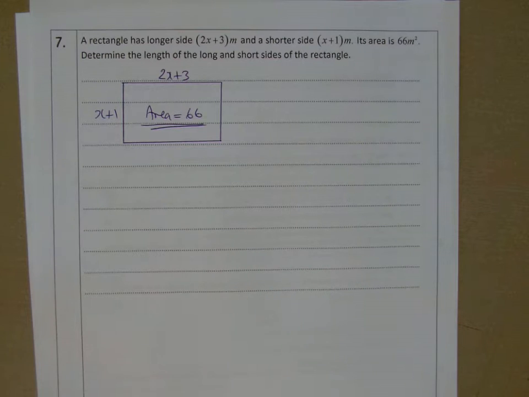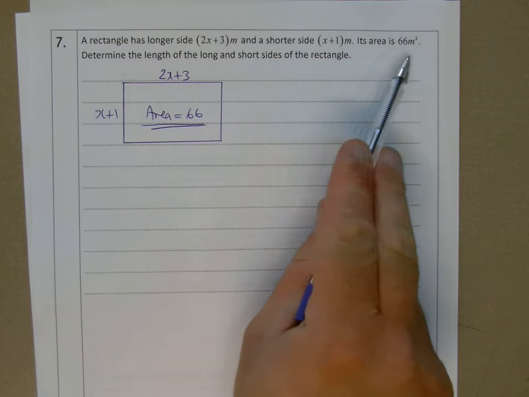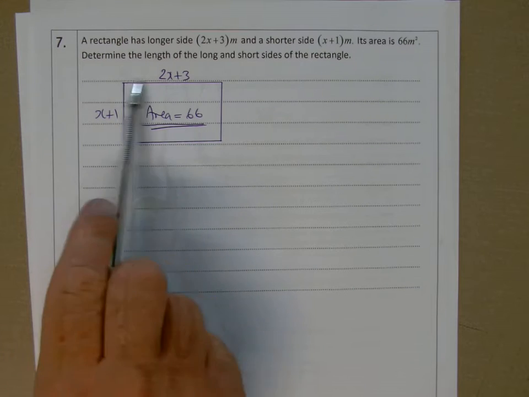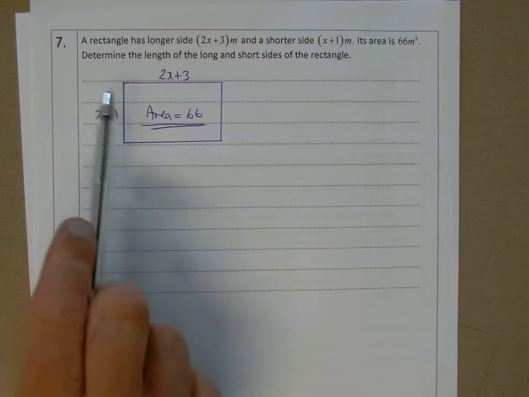Okay, so we've got a rectangle here, with longer side 2x plus 3 and shorter side x plus 1. The m stands for meters, right? Meters in terms of the length. Its area is 66 meters squared. So I've mocked up a sketch here, that sometimes helps. And we've got to determine the length of the long and short sides of the rectangle. So we want this actual length, we want this actual width, right?